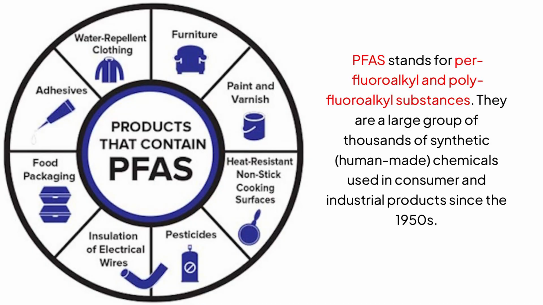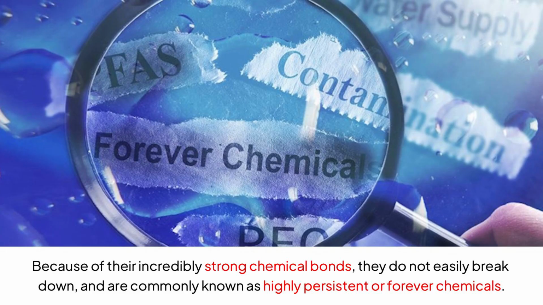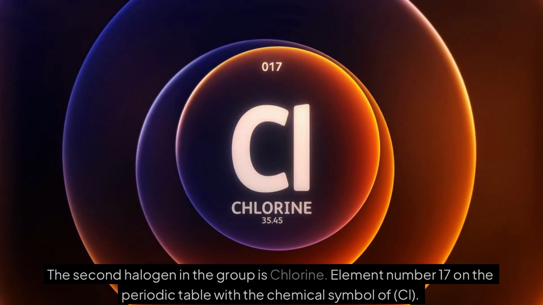PFAS stands for perfluoroalkyl and polyfluoroalkyl substances. They are a large group of thousands of synthetic, human-made chemicals used in consumer and industrial products since the 1950s. Because of their incredibly strong chemical bonds, they do not easily break down, and are commonly known as highly persistent or forever chemicals. The second halogen in the group is chlorine.